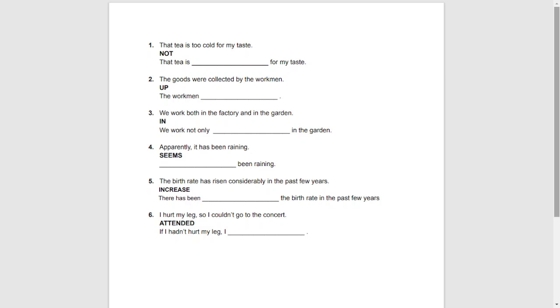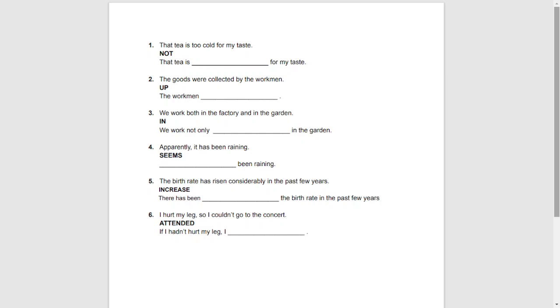First Certificate, Reading and Use of English paper, Part 4, Keyword Transformations. In this part, we are given a sentence. We are also given a keyword, and we must transform this sentence into a new sentence with an almost identical, if not identical, meaning.